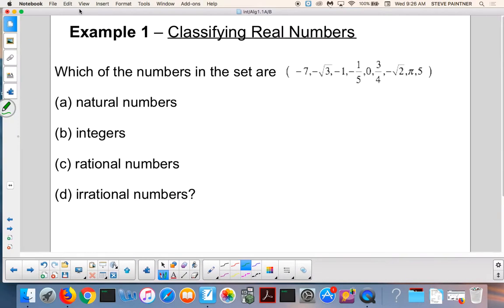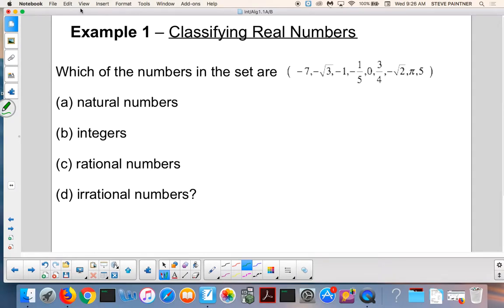All right. This is your actual first problem. And this is what your assignment starts out with. Which of the numbers in the set, right here, are natural, integers, rational numbers, irrational numbers? Okay? I'd start right here. Start with the smallest group there is.